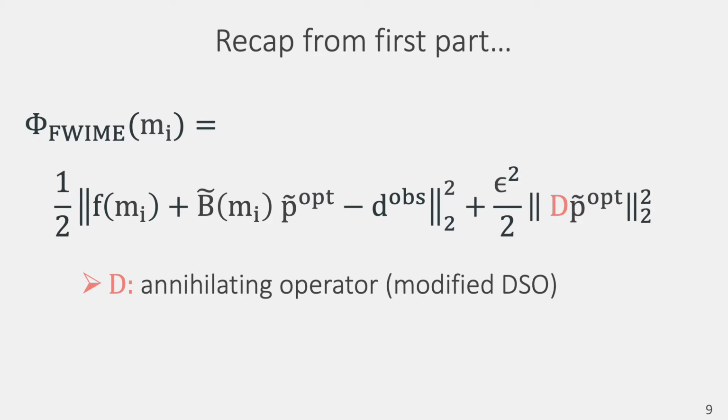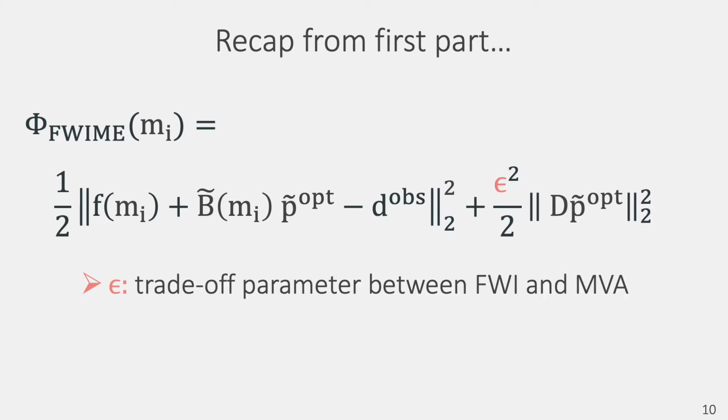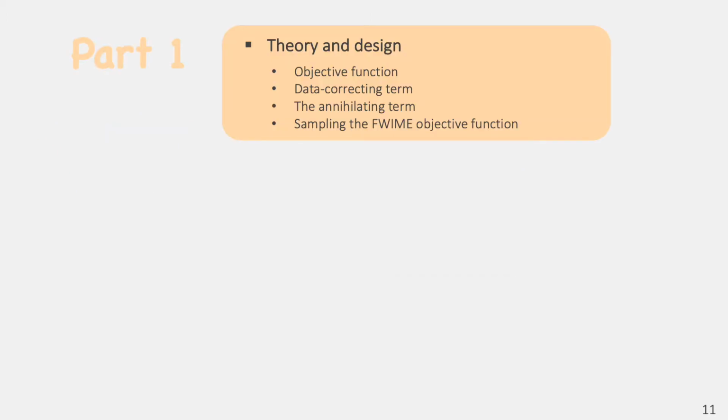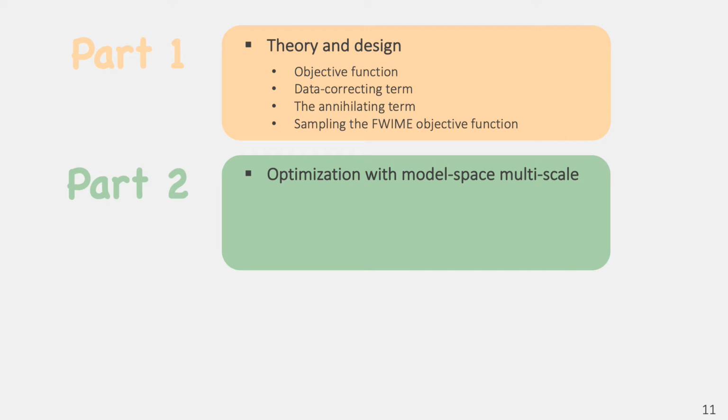Our modified and invertible DSO operator plays a key role in the MVA term. By enhancing the energy present in p tilde opt, it contributes in guiding the FWME towards the global minimum. Finally, the trade-off parameter epsilon balances the relative contribution of the two terms, and this parameter is selected once and for all at the beginning of the inversion process. Okay, so now that we've built a nice objective function, let's see how we minimize it.